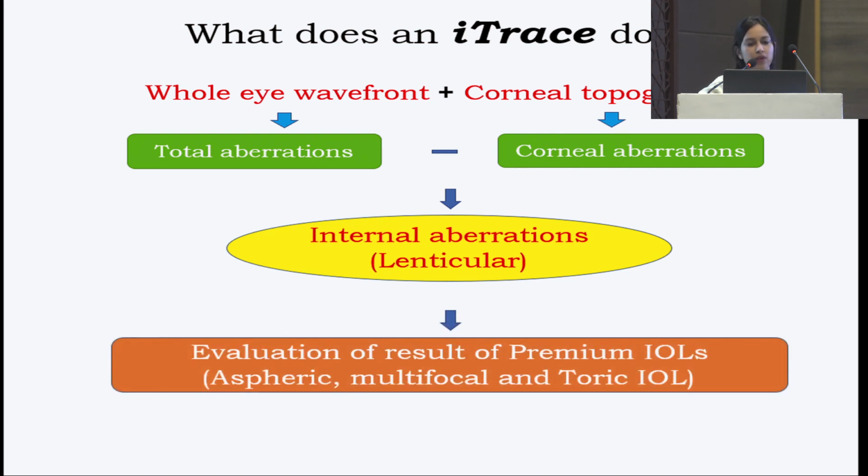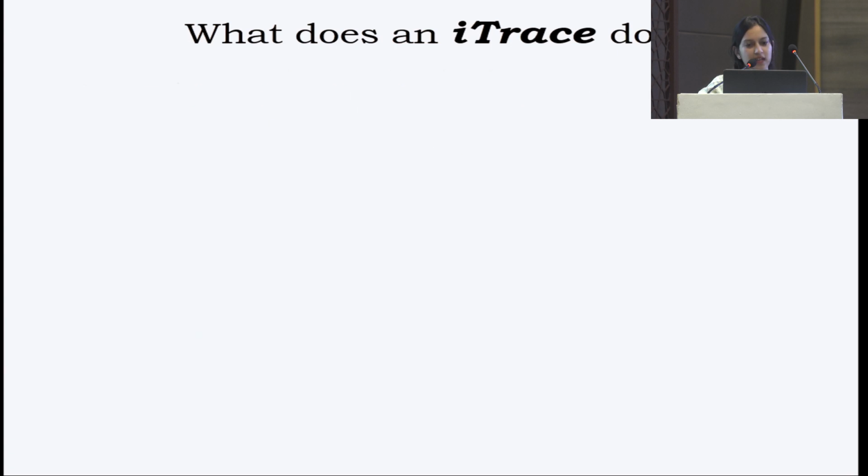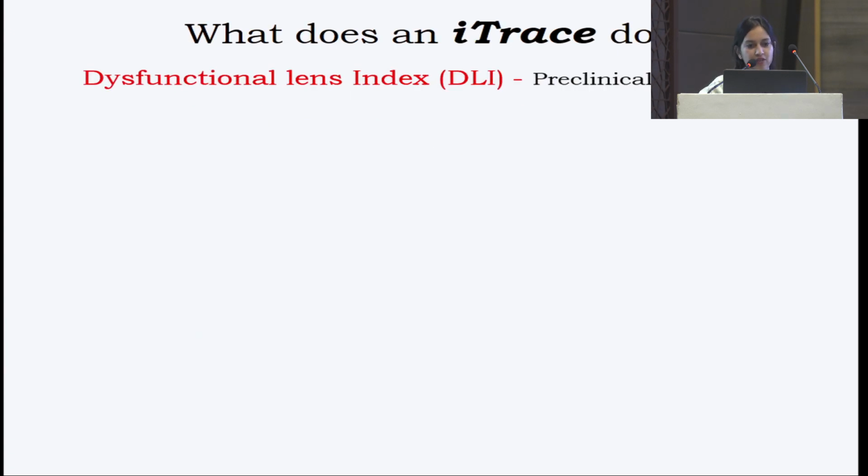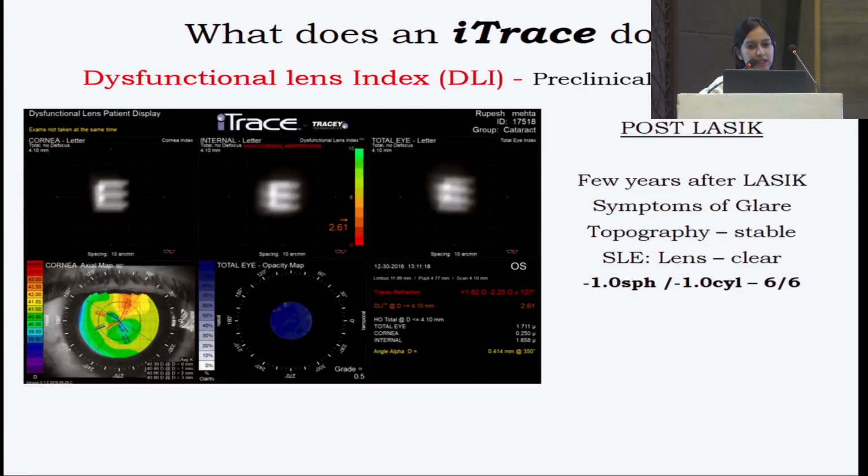And this is how we can evaluate the results of our premium lenses, and it also helps in planning what kind of lens you want: toric, multifocal, or an aspheric lens. iTrace also gives us a dysfunctional lens index. That means it assesses the condition of the lens in preclinical cataract cases also.